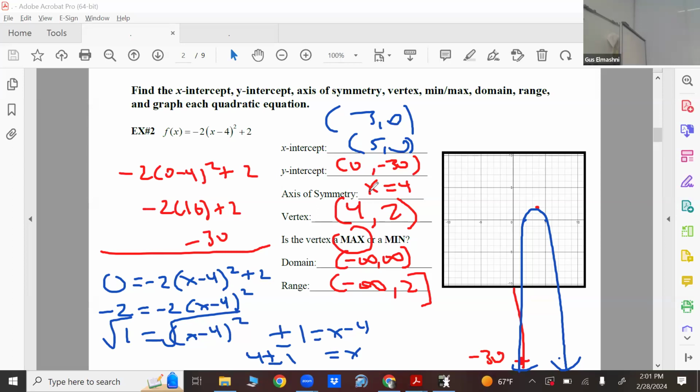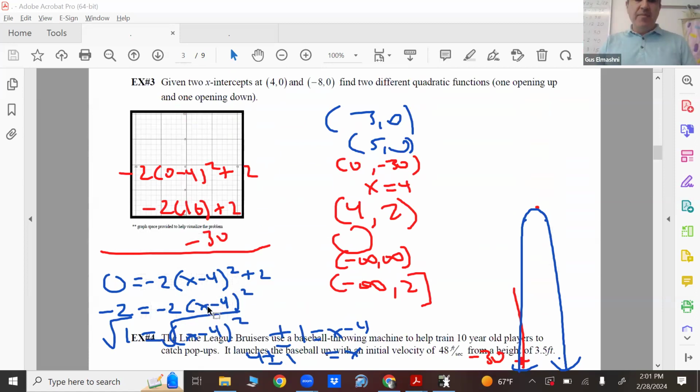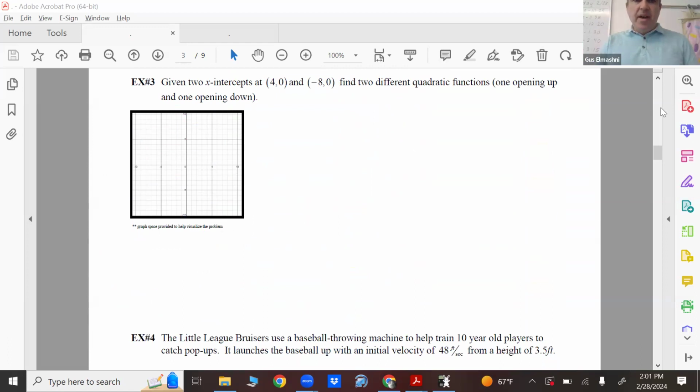So questions? We're okay. Okay, so this is a fall review. I'm not going to do anything too crazy with this. Well, these problems do get a little crazy. Given the two x-intercepts, find two different quadratic functions, one opening up, one opening down. Okay, fair enough. So we have 4, 0 and -8, 0. So what's the axis of symmetry? I think that's important. We do that first. Axis of symmetry, guys. What's halfway between -8 and 4?